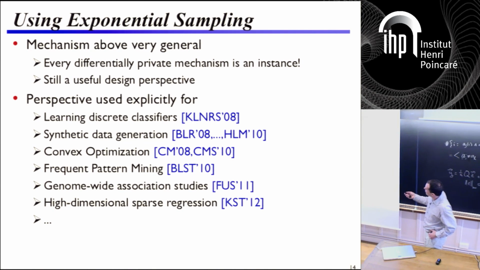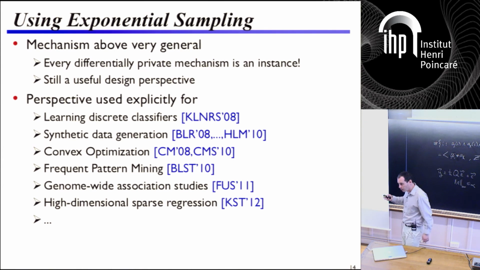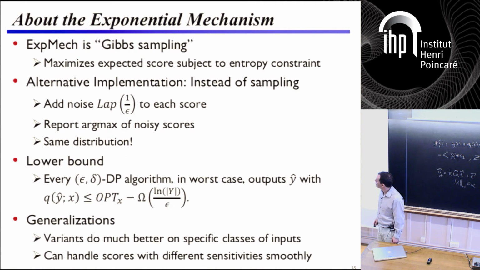this mechanism, as I said, is fairly general. In fact, for epsilon 0, this mechanism is completely general. It turns out that every differentially private mechanism, up to a factor of 2 in epsilon, can be viewed as an instantiation of this. So at that level of generality, you'd think maybe it's totally useless, but it turns out not to be. It turns out to be a very useful perspective on differentially private algorithms, and it's used explicitly for learning, for lots of different problems, and sometimes implicitly for a number of them.